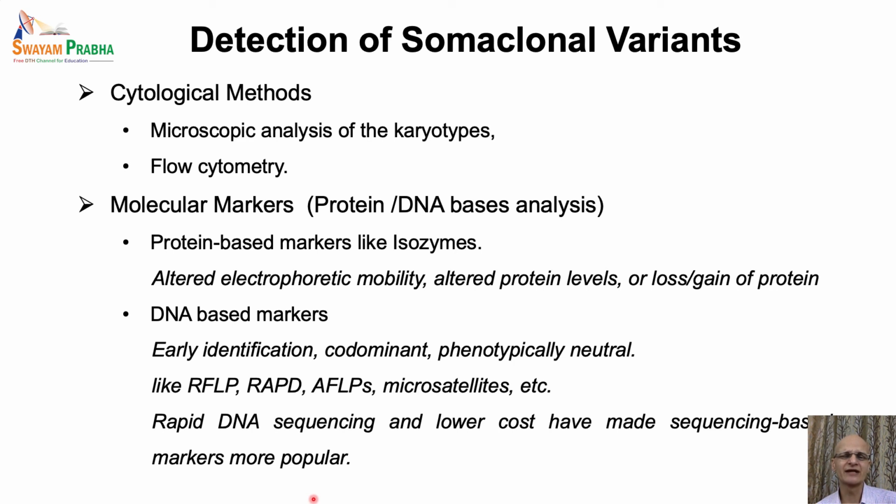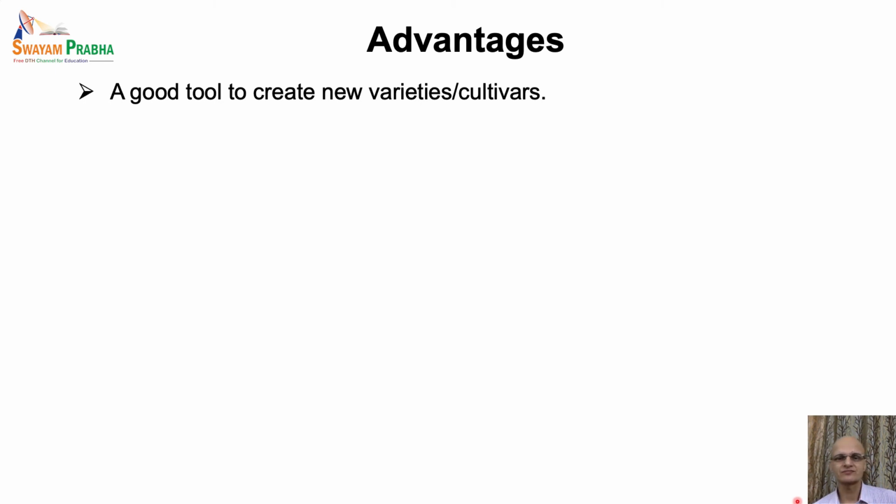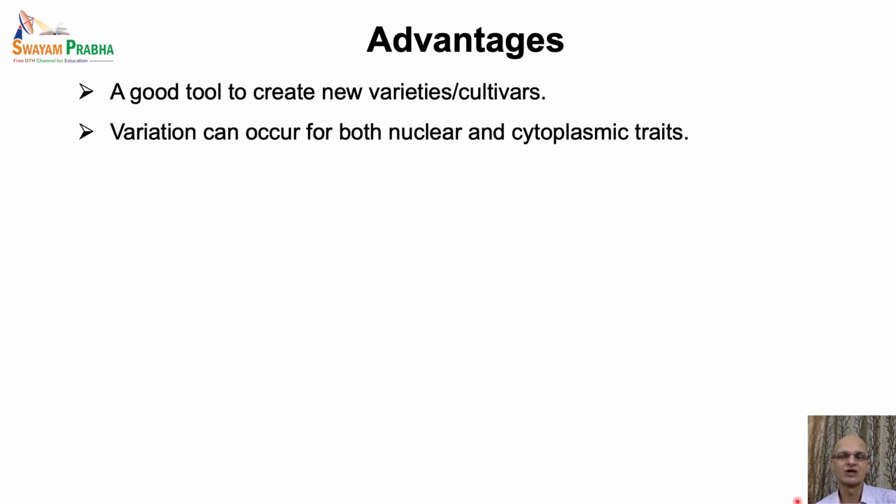So in this way, these are some of the important tools that can be used for the characterization of the somaclones. Next is the advantages of the somaclonal variations. Somaclonal variation is a tool to create new variants. Novel traits can be generated through this technique too.